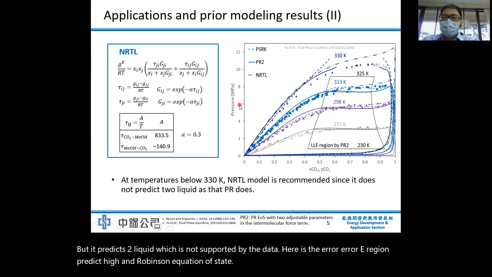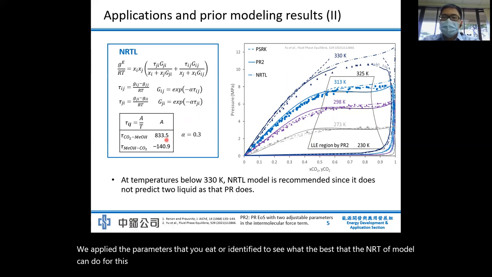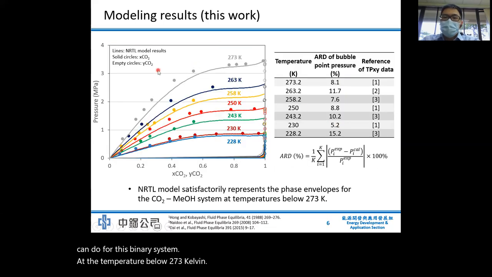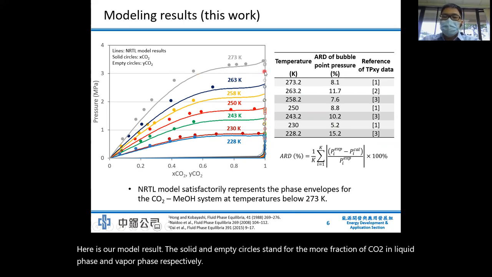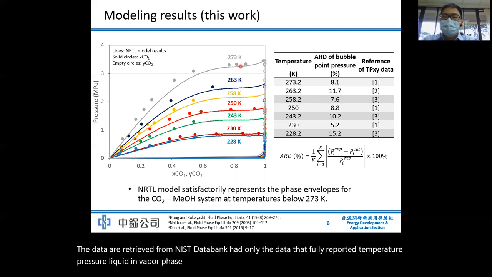We apply the parameters that Yeo identified to see what's the best that the NRTL model can do for this binary system at the temperature below 273 Kelvin. Here is our model result. The solid and empty circles stand for the mole fraction of CO2 in liquid phase and vapor phase respectively. The data are retrieved from NIST data bank, and only the data that fully reported temperature, pressure, liquid and vapor phase compositions are collected in the plot.